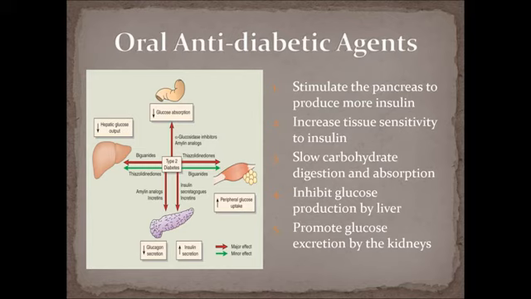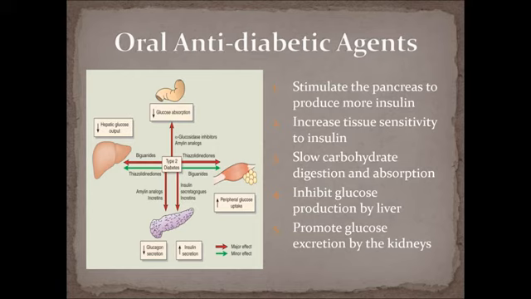Oral anti-diabetic agents are used for type 2 diabetes. These are not used for type 1. And that's really critical that you understand that. Oral anti-diabetic agents are going to work in one or more of 5 different ways. And we'll talk more about this in class. But it is not uncommon for a diabetic patient to be on multiple medications that work in different ways. So you want to understand how they work.